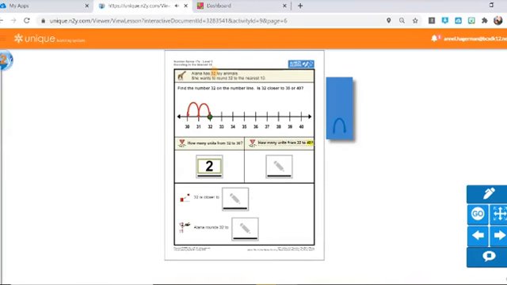How many units would it take to get from 32 up to 40, which is our next 10? 1, 2, 3, 4, 5, 6, 7, 8.